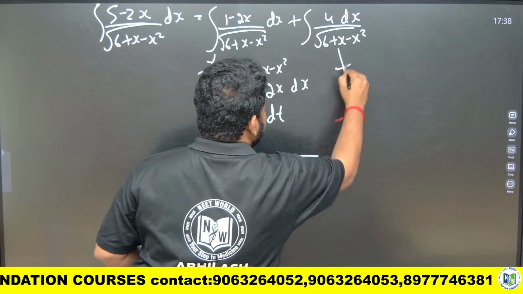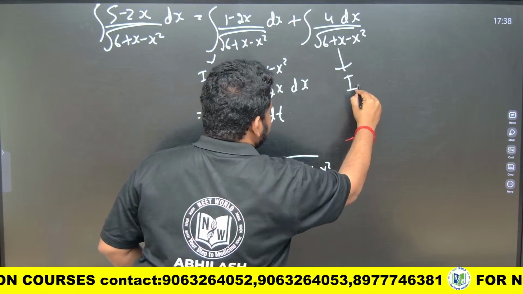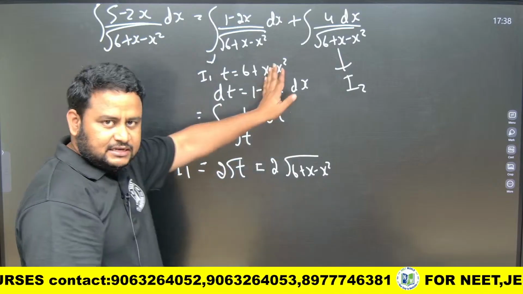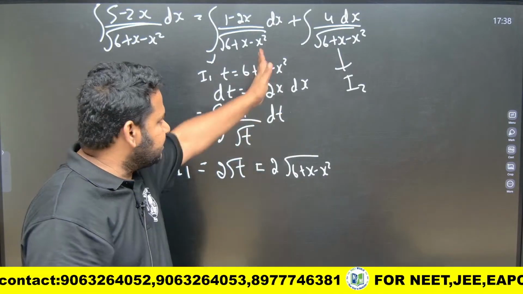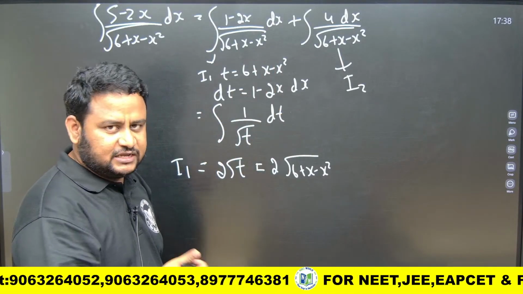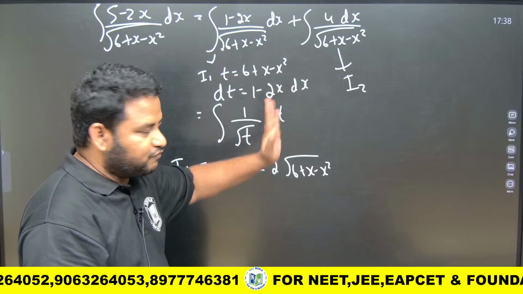Now let me take I2. In board exam, don't take separate and do it. Here it is for JEE Main Advanced, so I am taking it like this. For AP EAMCET, KCET, you can use short forms and do it.